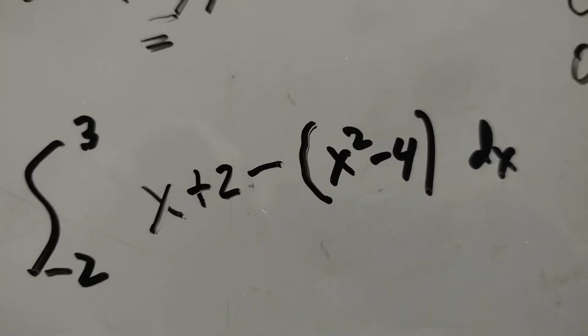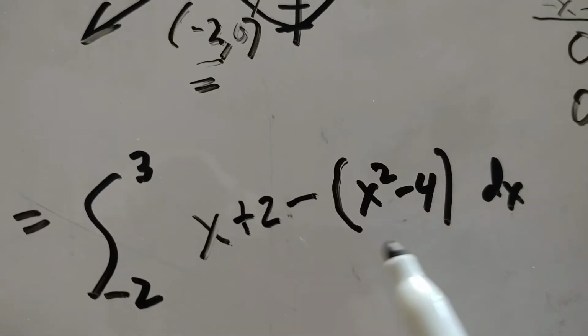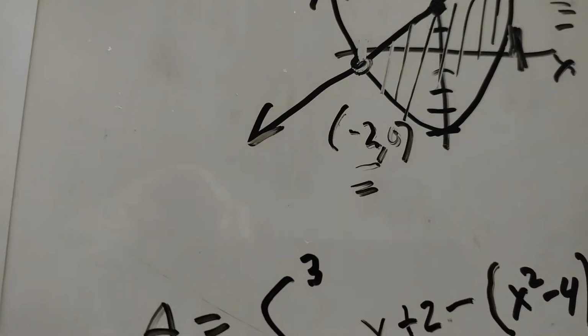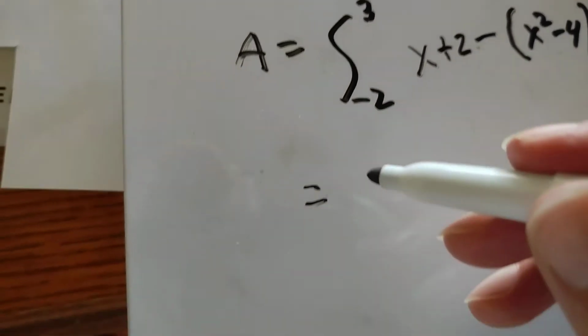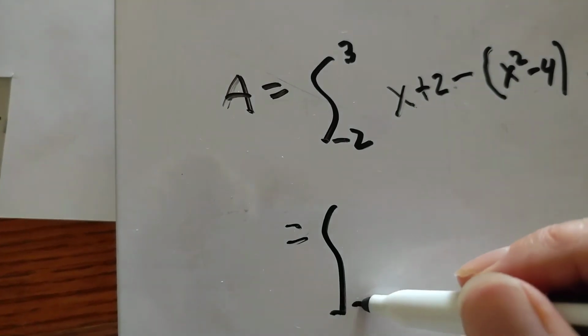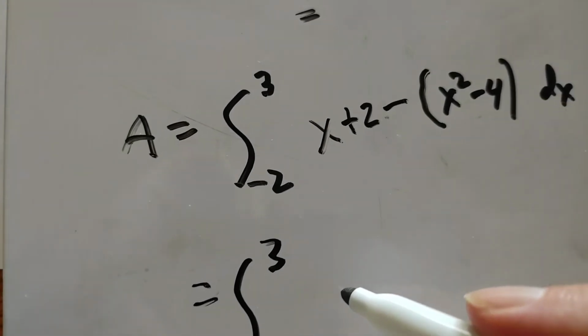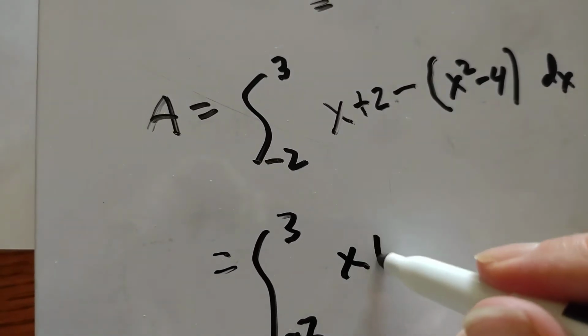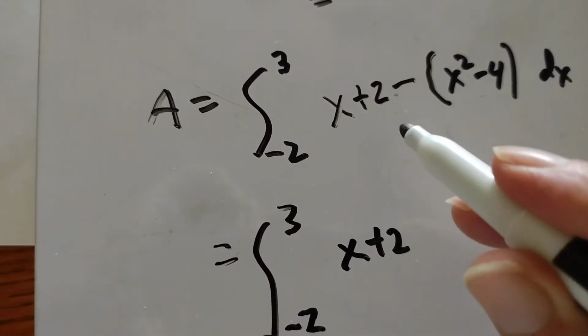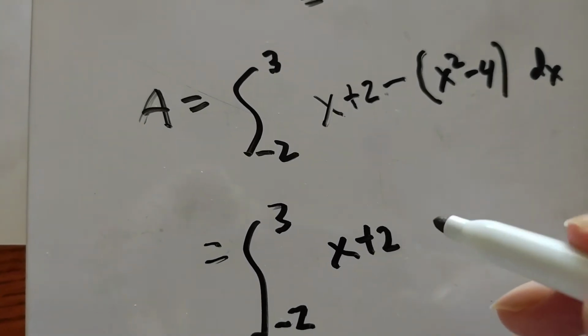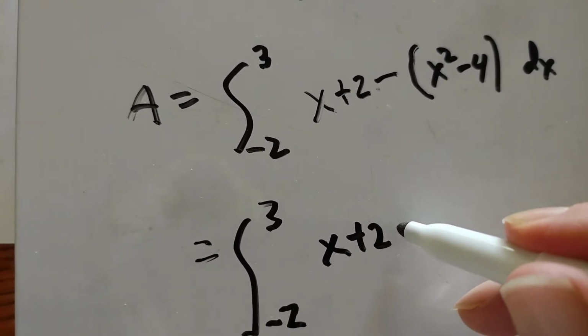Okay, so before I start integrating, let us simplify this expression. So now the area is going to equal the integral from negative 2 to 3. I'm going to write x plus 2, and then distributing the minus sign so I can drop the parentheses, I get a minus x squared.